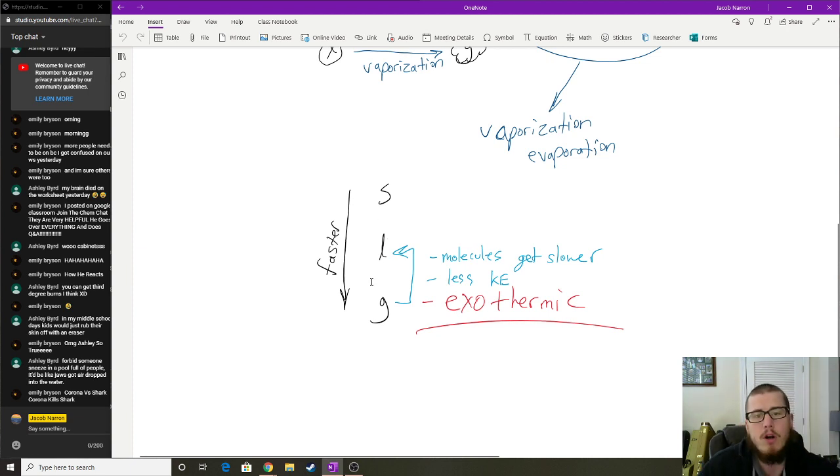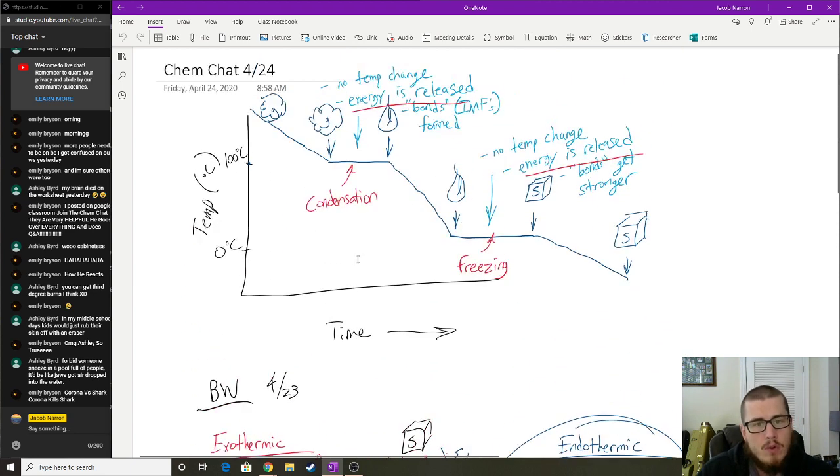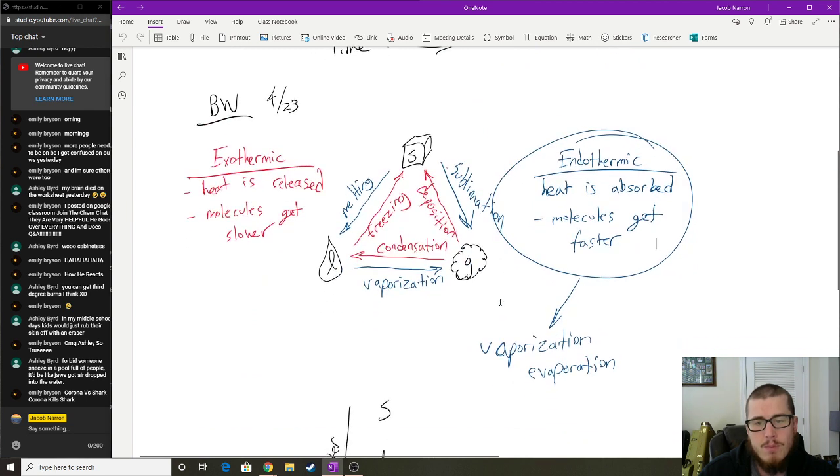Alrighty, so far, I'm going to drink some water here in a second. We've talked about these phase diagrams, these phase curves, where you either are cooling off, like we see here, or you're warming up, like we had earlier. We've talked about the 6 different phase changes, and whether they're exothermic or endothermic.